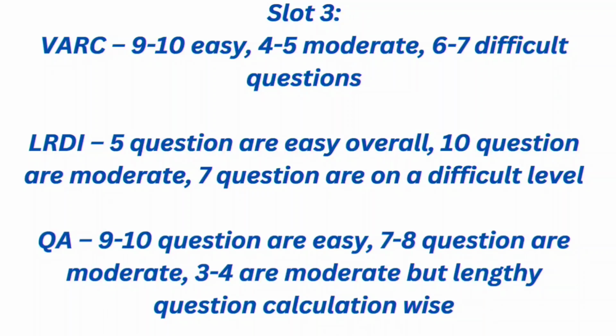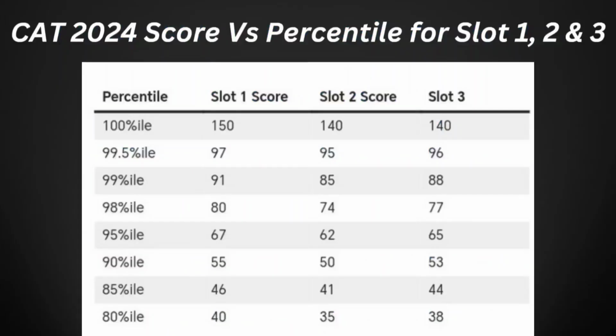Then if we consider the quantitative ability section, 9 to 10 questions are easy, 7 to 8 questions are moderate and 3 to 4 questions are moderate but lengthy calculation-wise. So this is the overall difficulty level for the CAT 2024 entrance examination for slot 1, slot 2 and slot 3.